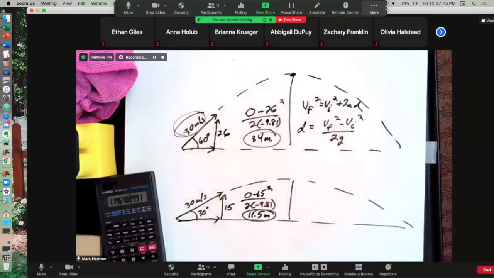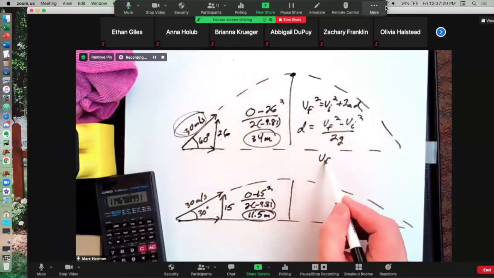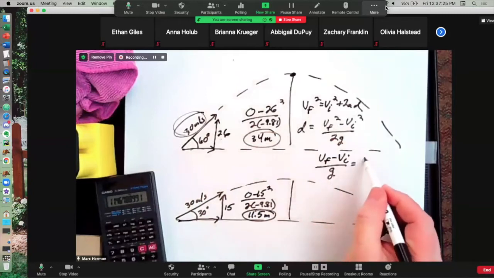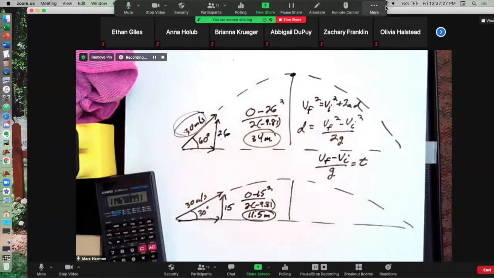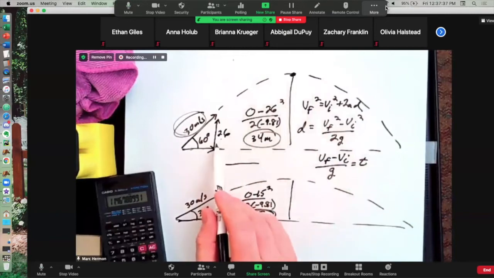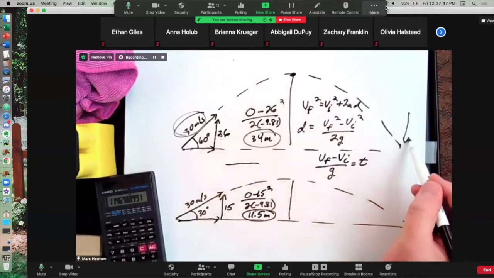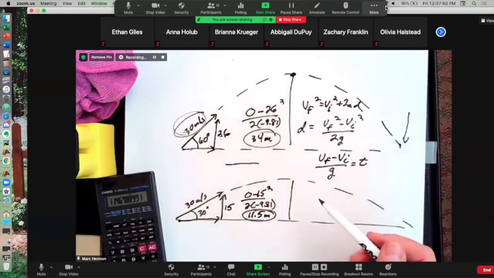VF minus VI over A. Okay, so I could do VF minus VI over A, which is G, right? Should equal the time. What is the final velocity for this one? Well, what's the initial velocity? Is it negative 26? Yeah, the initial velocity is 26, right? So the final velocity right here, the vertical, would be a negative 26, right?